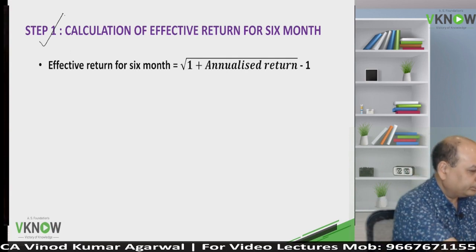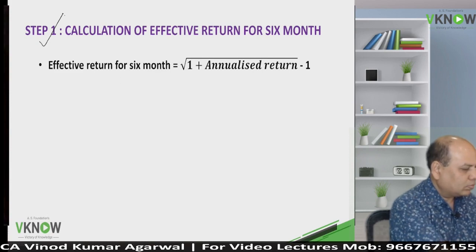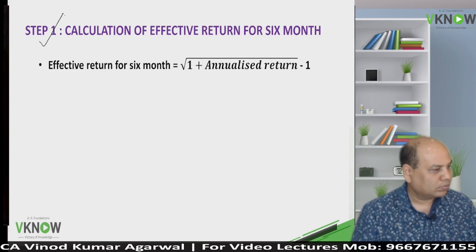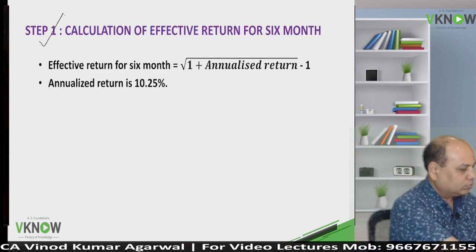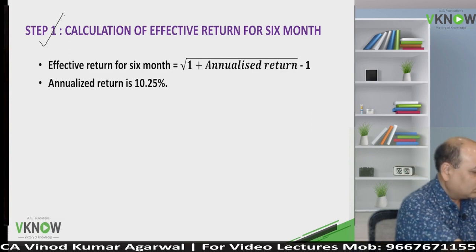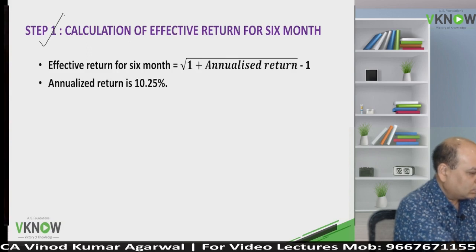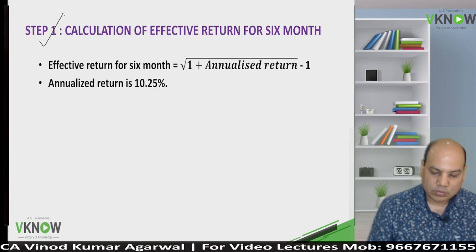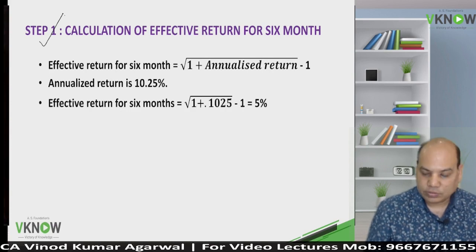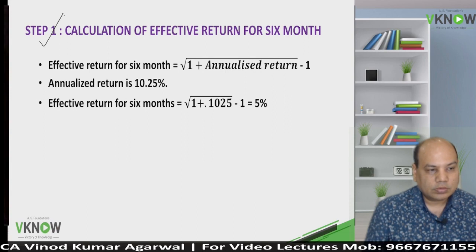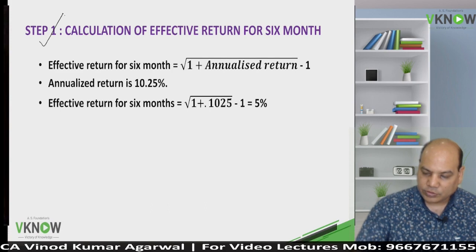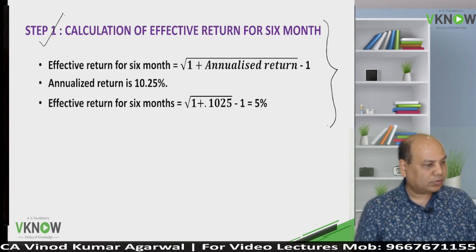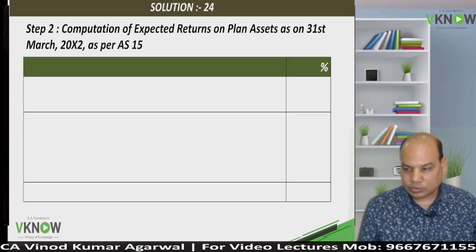Write down. Annualized return is 10.25%. Effective return for 6 months equal to under root 1 plus 0.1025 minus 1, 5%. This we have already done as an example. Okay. Now we'll solve this question.